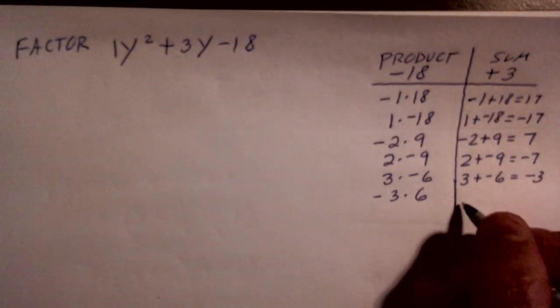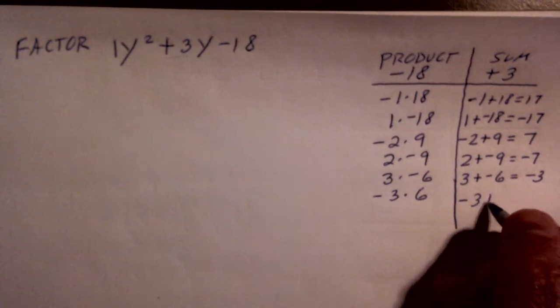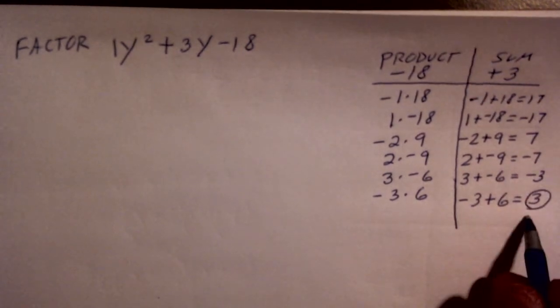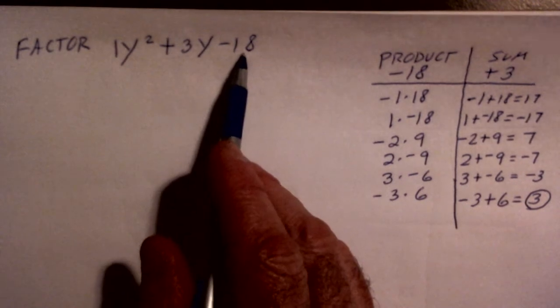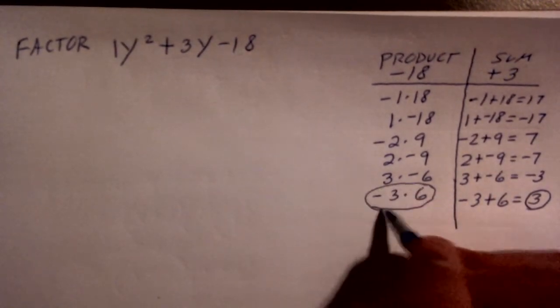Those don't work. And finally, we strike oil, if you will, on negative 3 and 6 because negative 3 plus 6 add up to our middle coefficient of positive 3. So therefore, the only factors of negative 18, our constant term, that sum up to the middle coefficient of 3 would be negative 3 and 6.